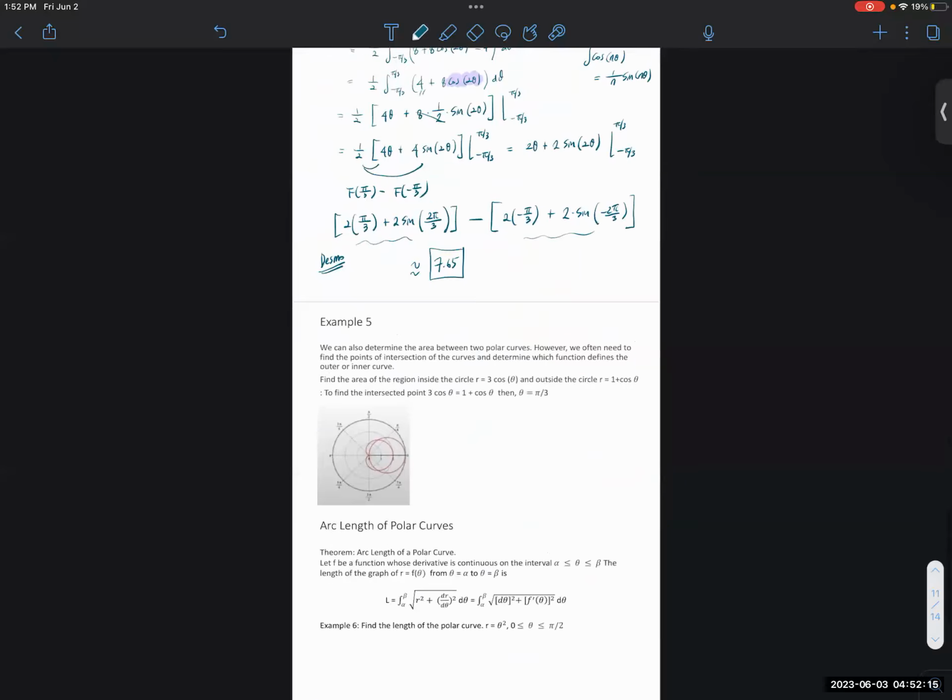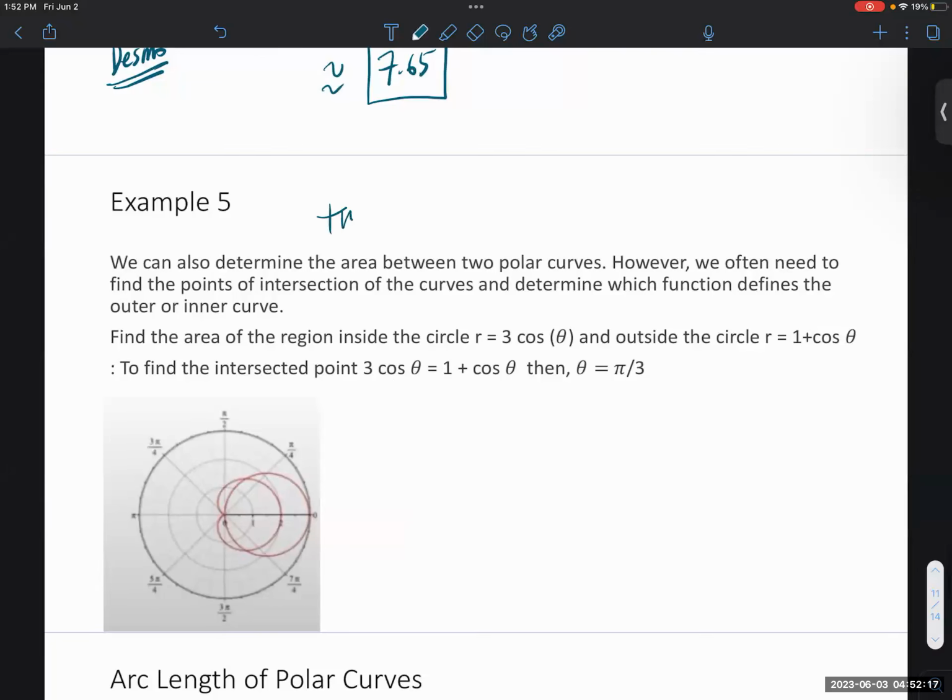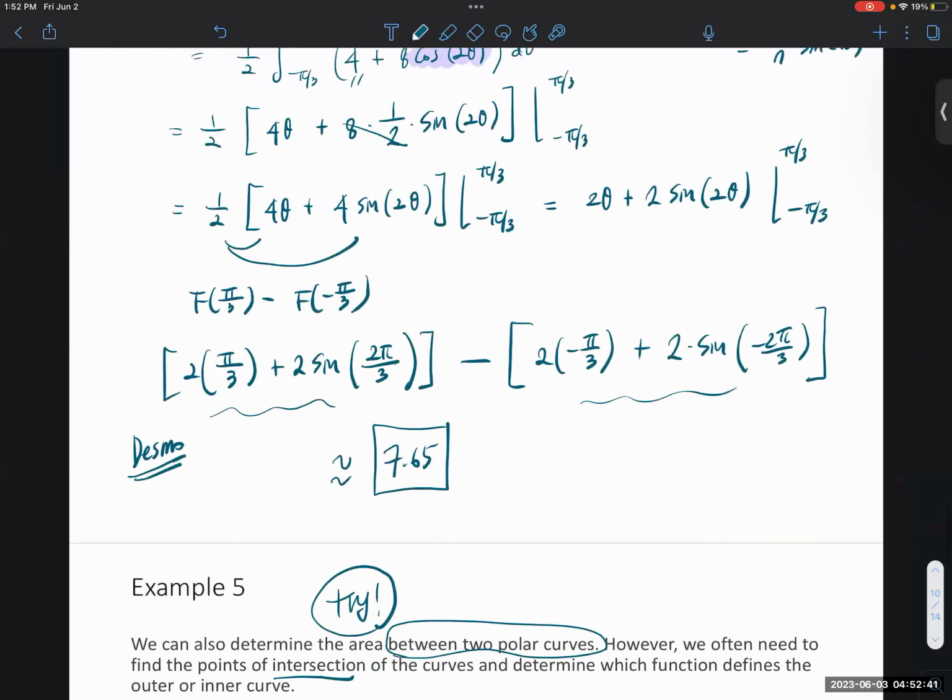I'm pretty sure you can do this work. I think I'm going to skip this one. It's the same question, try. This is the area between two polar curves, and you're going to find out the area. One is outside, one is inside. Just read the question. I didn't give you the A and B. You're going to find the intersection points first, then the inside, and then the outside. So check it out, and you can find the area. Try this one. It's the same question as example 4.